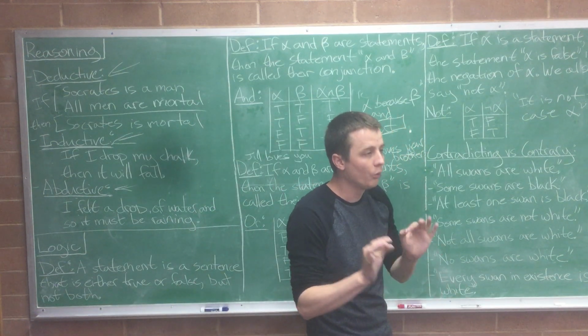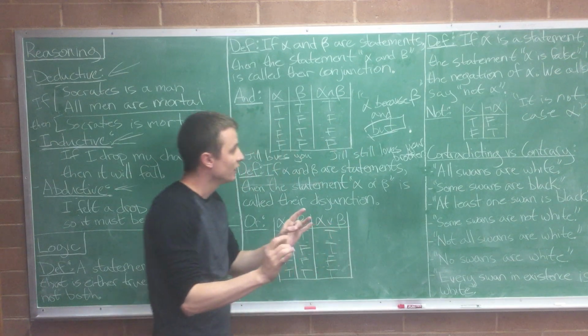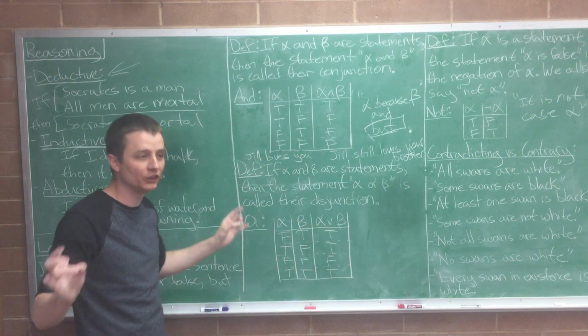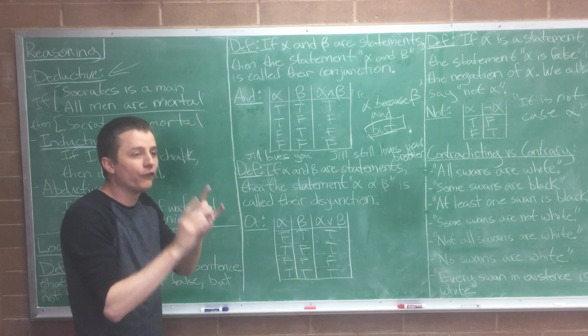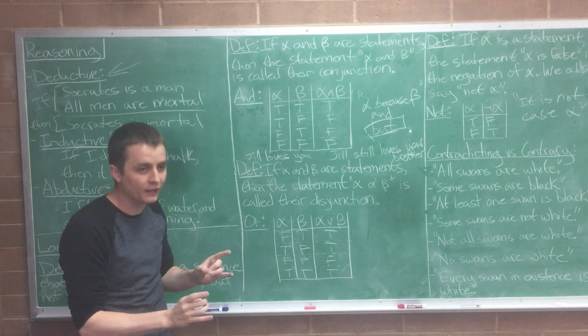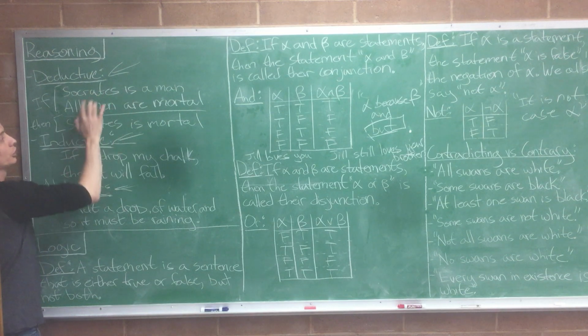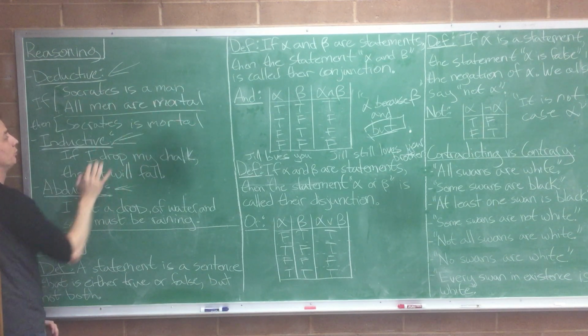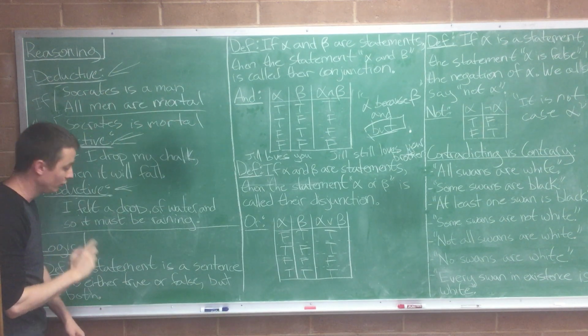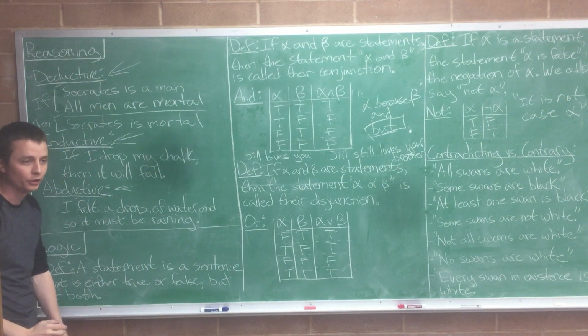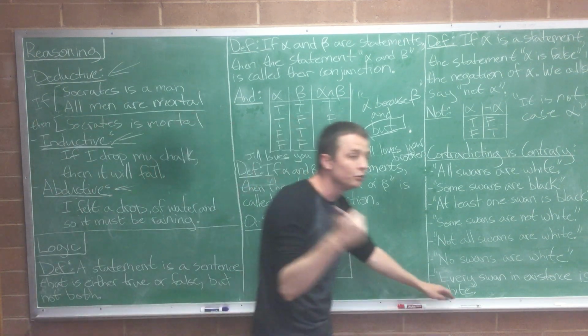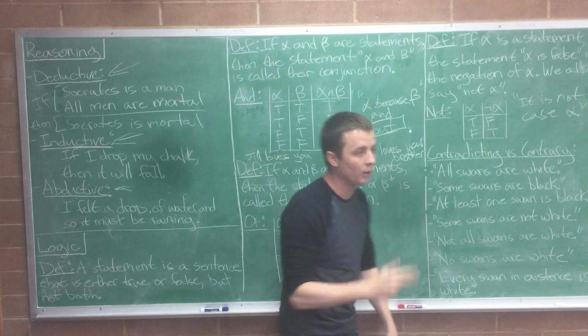Logic is in no way contingent upon the facts of this universe. The truth or falsity of logic does not depend on the circumstances of our universe. Come up here, back when we were looking at Socrates as a man and all men are mortal, implies Socrates is mortal. Notice that you know that this statement is true, even if you have no clue who Socrates is, what man means, and what mortal means.